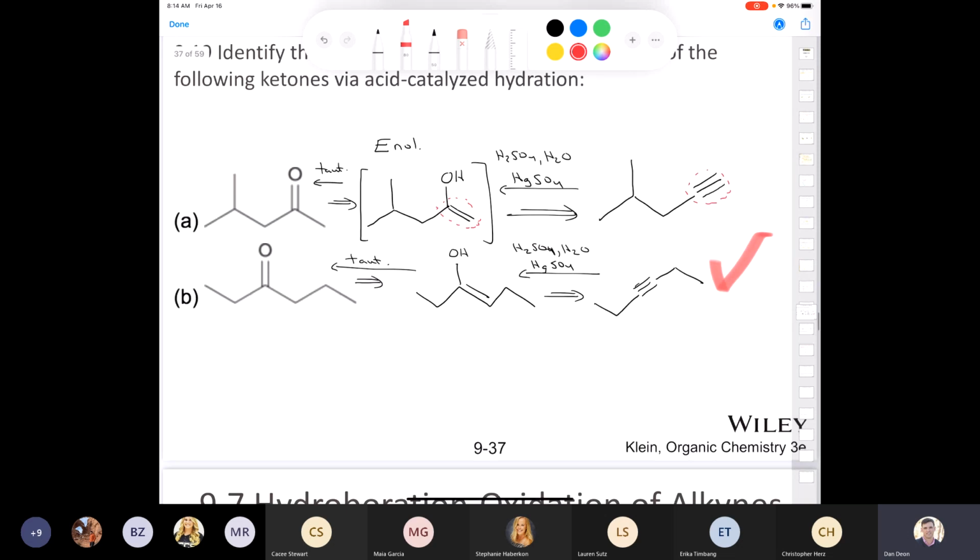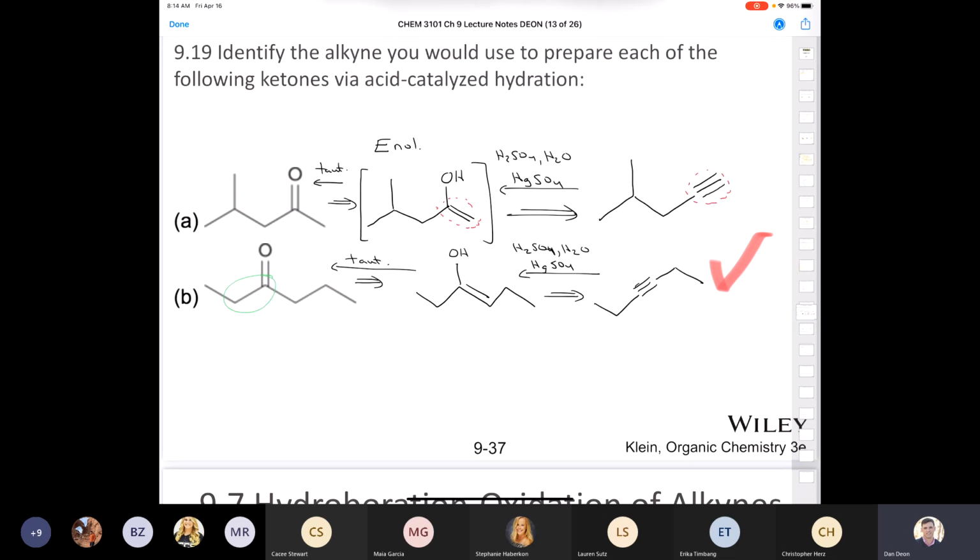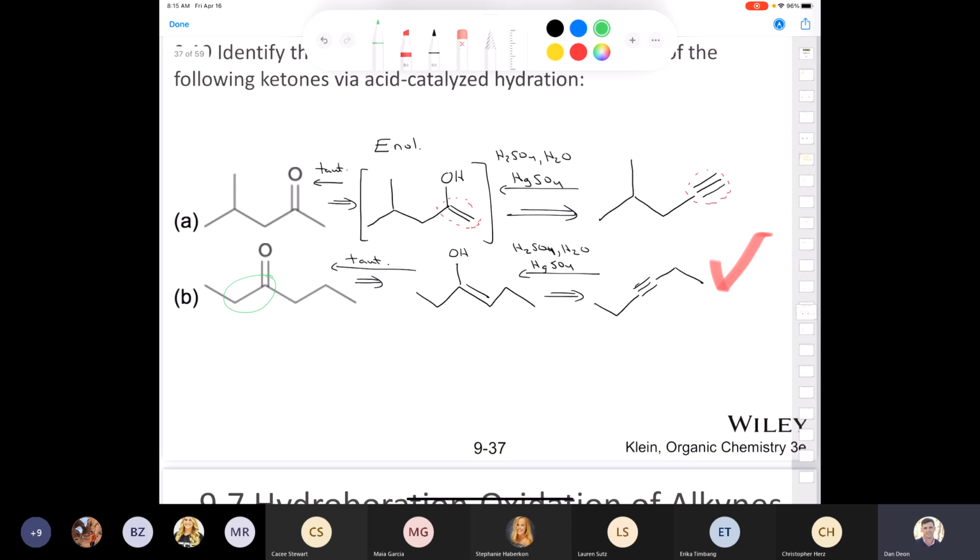You might have said, well, hold on, Mr. Dion. What if I had made the enol here? Is that a possibility? If you said, okay, I'll just make my enol right here like that, and that enol will undergo tautomerization to give me the desired ketone. There is a problem with this strategy. Let me show you what it is.